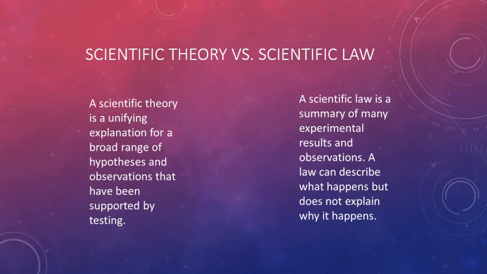A scientific theory is a unifying explanation for a broad range of hypotheses and observations that have been supported by testing. A scientific law is a summary of many experimental results and observations. A law can describe what happens, but does not explain why it happens.